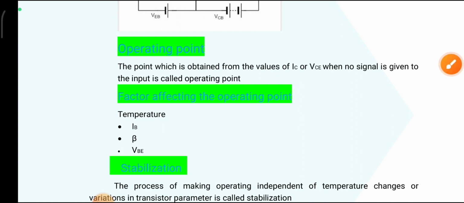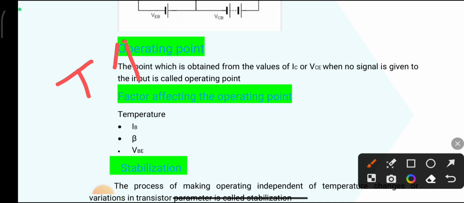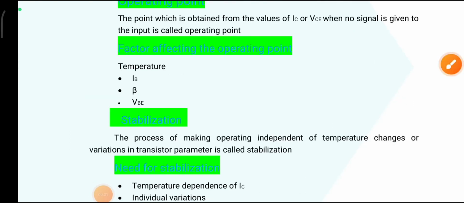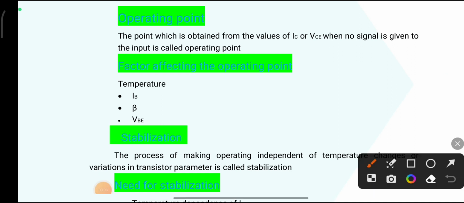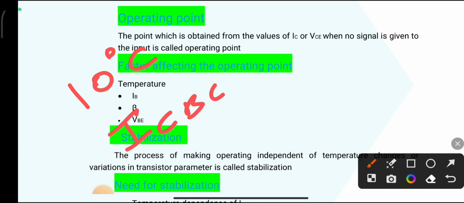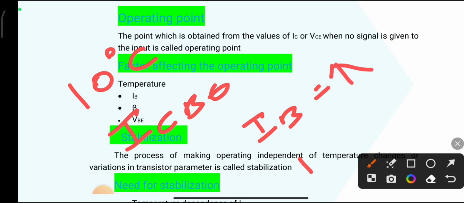When temperature increases, the voltage across the base and emitter junction will decrease. For every 10 degrees Celsius increase of temperature, ICBO, the reverse current, gets doubled. So when ICBO increases, IB also increases, and IC also increases from this relation.